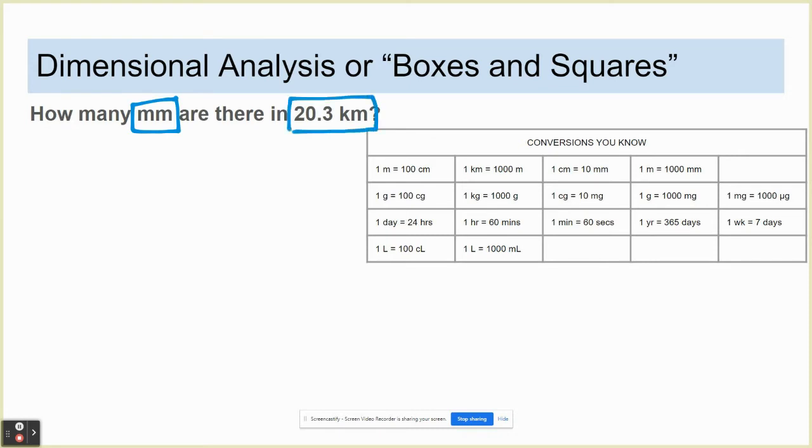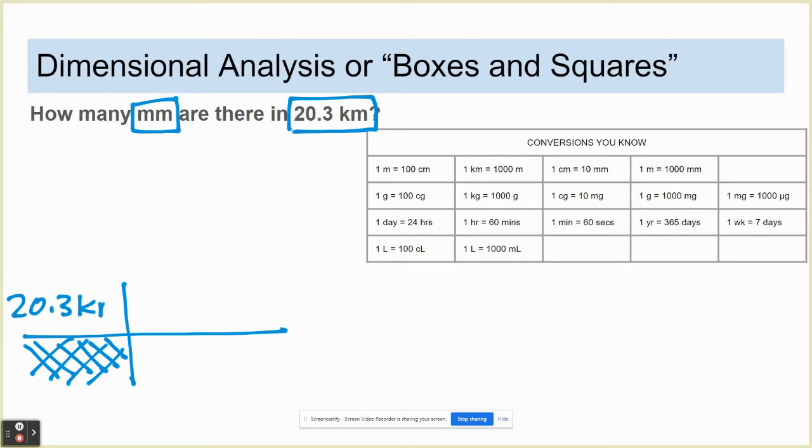So let's again set up our boxes and squares really quickly. Again, nothing goes here. By now, you should know that nothing goes here. And then you got 20.3 kilometers right here. So let's look for our conversion factors in the table. First of all, let's look for km. I see km right there. Now we need to look for a conversion factor that has mm.